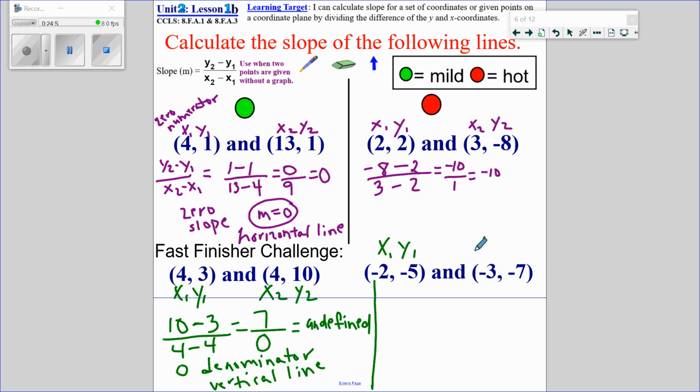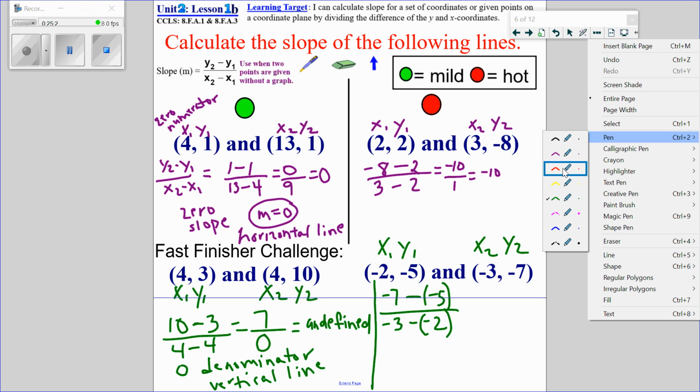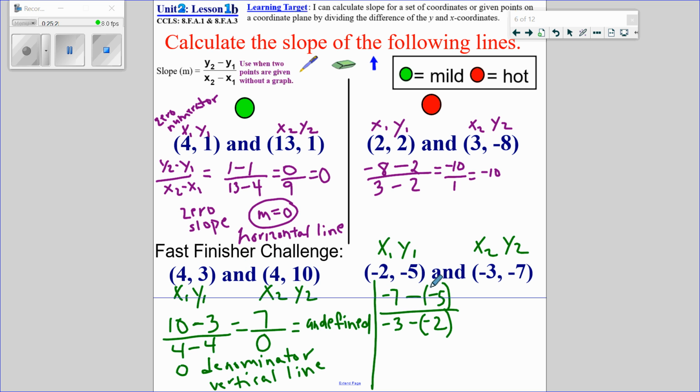X1, Y1, X2, Y2. So my formula is y2, which is negative 7, minus y1 is a negative 5. Then we have x2 is negative 3 minus a negative 2. I'm going to put it in parentheses because of the two negatives. I want to change my ink color so you can see what happens to the two negatives, because a negative divided by a negative is a positive. So when you see the two negatives together, make it into a positive. So, negative 7 plus 5 gives you negative 2 over negative 3 plus 2 is negative 1.